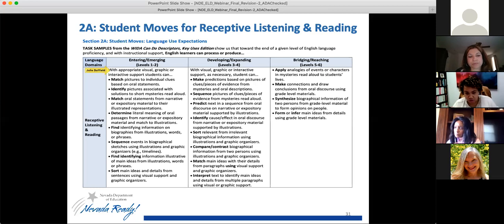So when you look at this, you would always start in that middle range where it says developing and expanding. And so you want to always start here. This is primarily where a lot of our 4th and 5th graders would fall. And then you would move to the left or to the right according to their levels. And so in this example, we started with a developing and expanding activity in which we provided students with an opportunity to share their prior experiences in order to make predictions about the text. We also provided an opportunity for students to form or infer main ideas and details using grade level materials. So this was done through the jigsaw activity, which would be considered a level 5 or a level 6 activity.